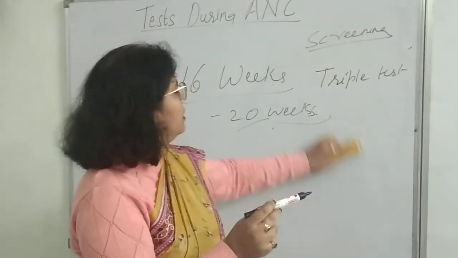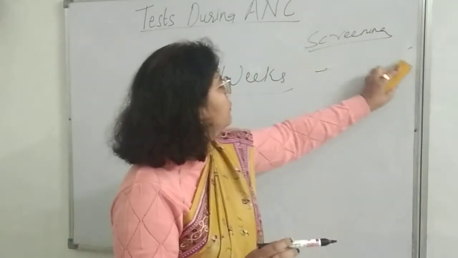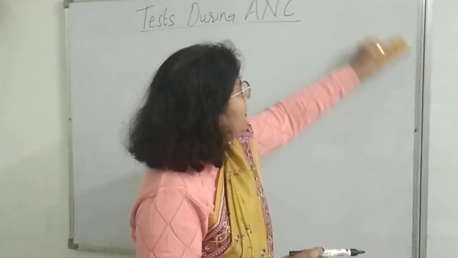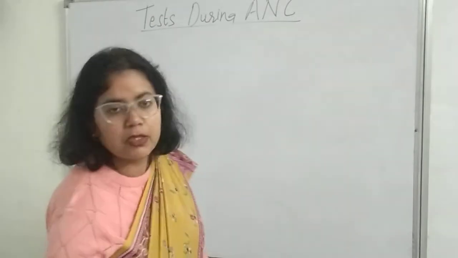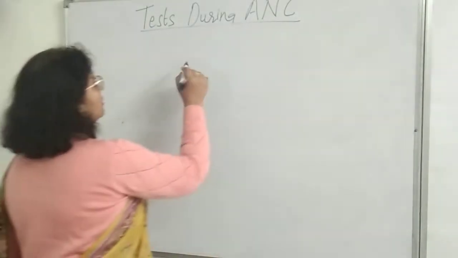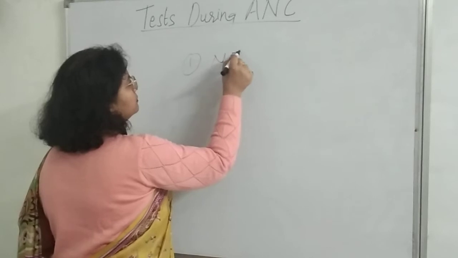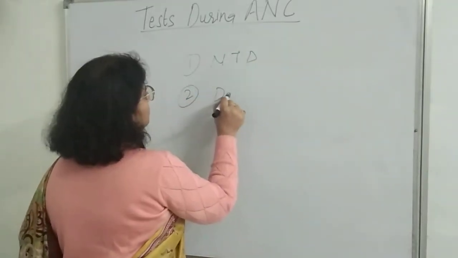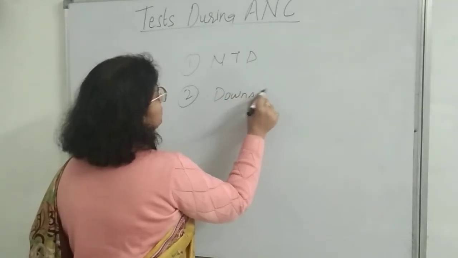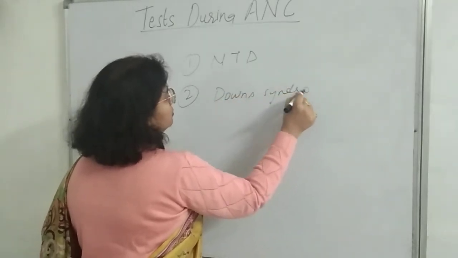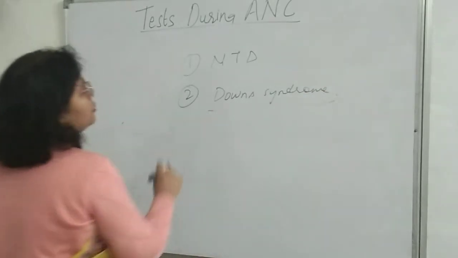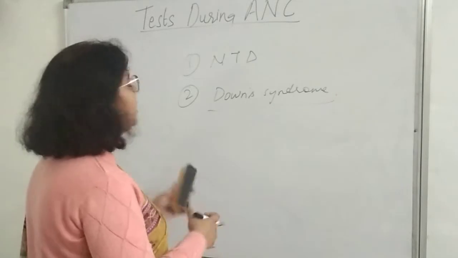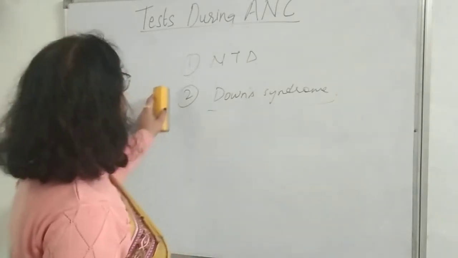What are the benefits of these two tests? We will be coming across them in the respective chapter. So this triple test, what do we screen? For neural tube defect mainly, and for Down syndrome mainly, and any abdominal wall defect, anterior abdominal wall defect of the child.